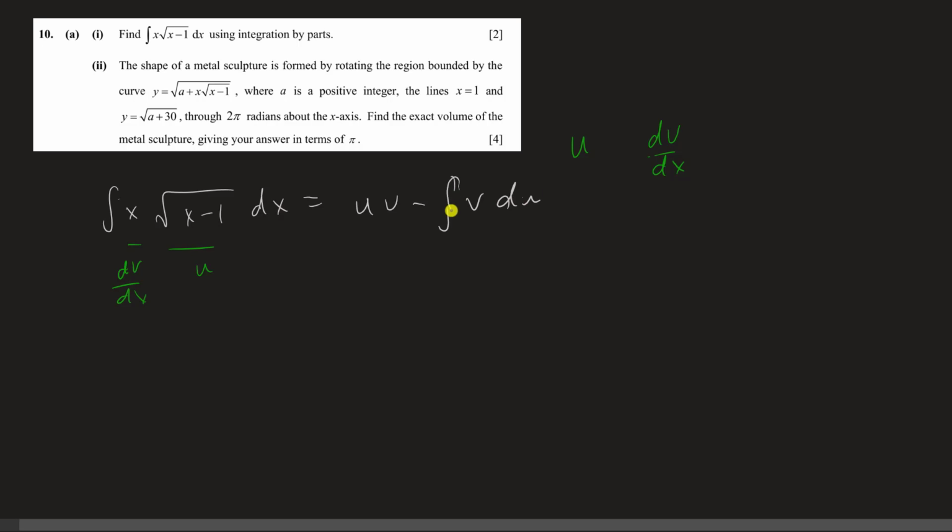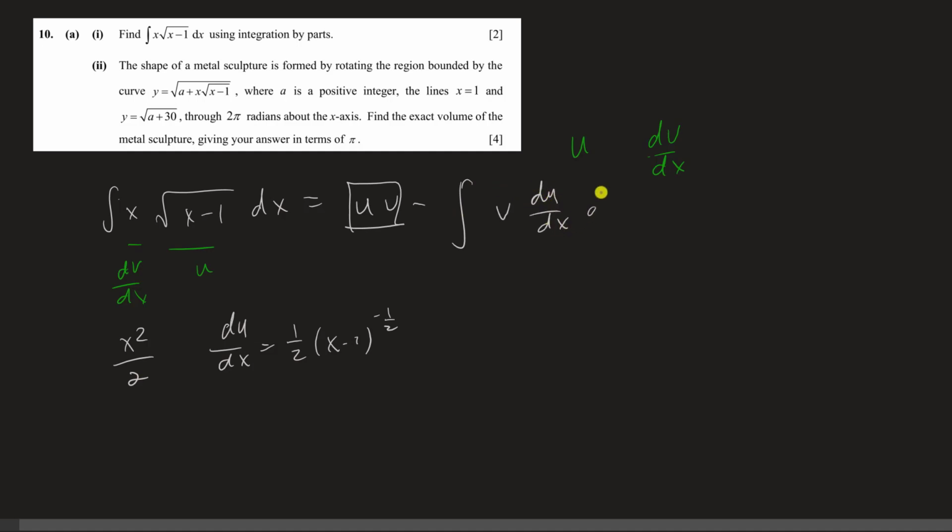So let's take a look at how this will create some issue, because here no problem. uv is just an expression. It's the integration part that would create some problem. If this is your u, then your du/dx would be half (x minus 1) to the power of negative half, and your v would be x squared over 2. And then here we want to integrate v du/dx. V times du/dx is actually more complicated than the actual question. So clearly this is not a good choice.